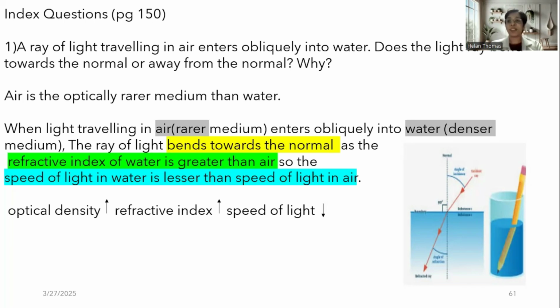Hi, my dears. Today we'll be discussing the index questions that are given in page number 150 on the topic refraction. The first question is: a ray of light traveling in air enters obliquely into water. Does the light ray bend towards the normal or away from the normal, and why?